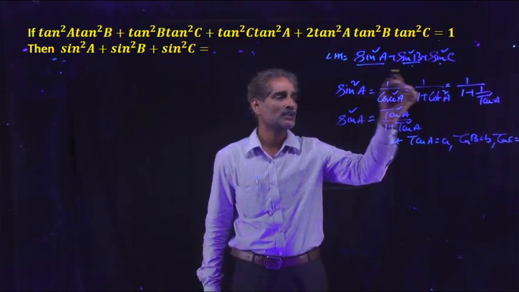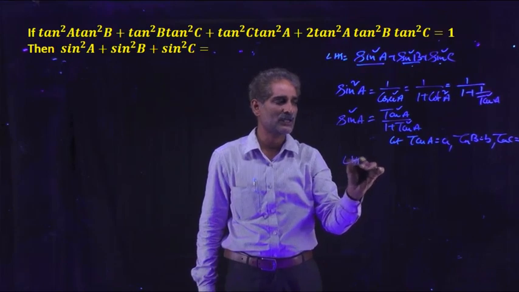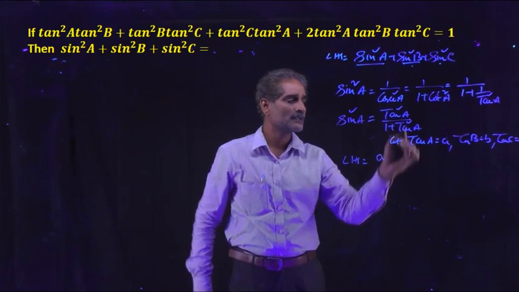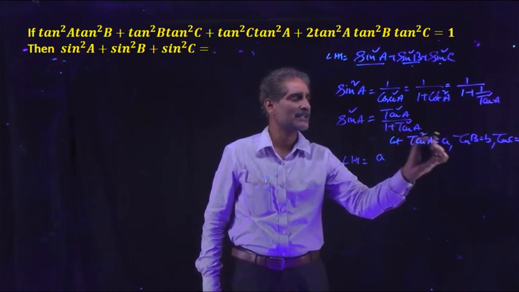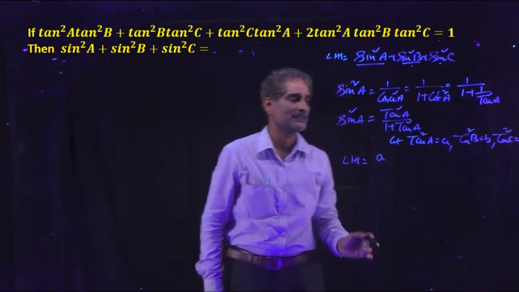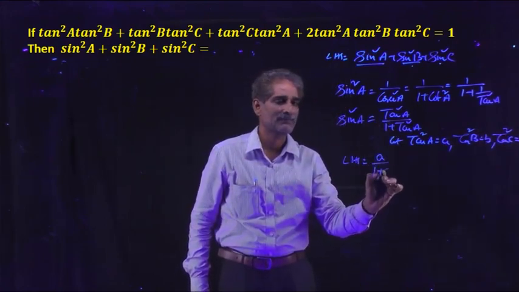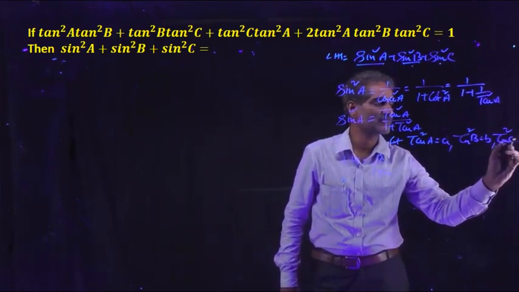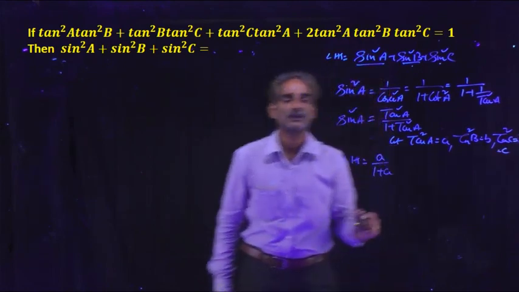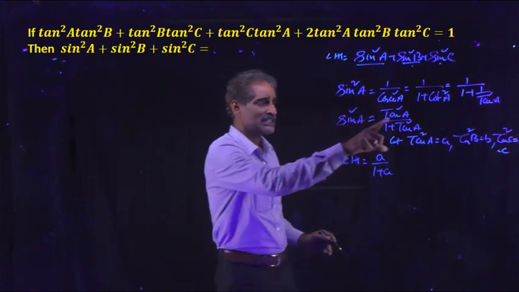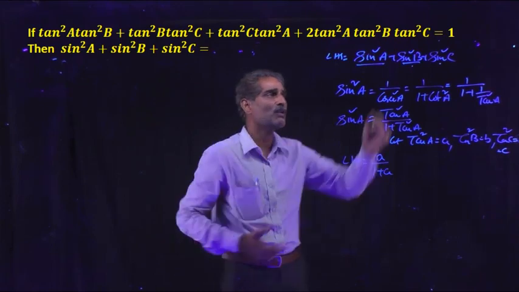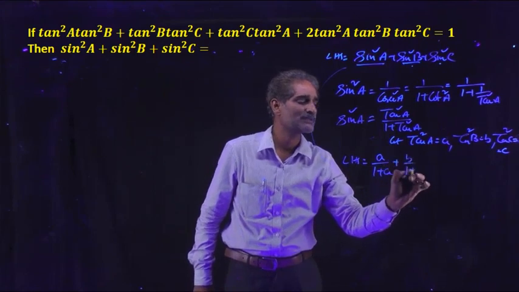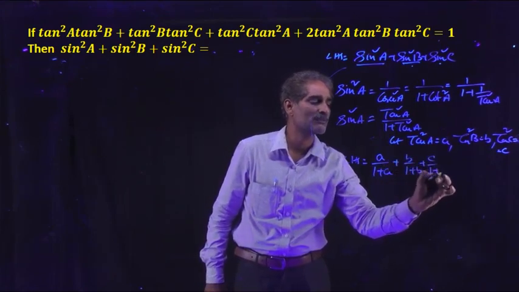So now the total expression value: LHS becomes, for the first value, otherwise take tan square A equal to A, tan square B equal to B, tan square C equal to C. Then A by 1 plus A. Let us take tan square C equal to C. Okay, understand? Now sin square A is nothing but A by 1 plus A. Similarly, what about sin square B? Sin square B is nothing but B by 1 plus B. Sin square C is nothing but C by 1 plus C.